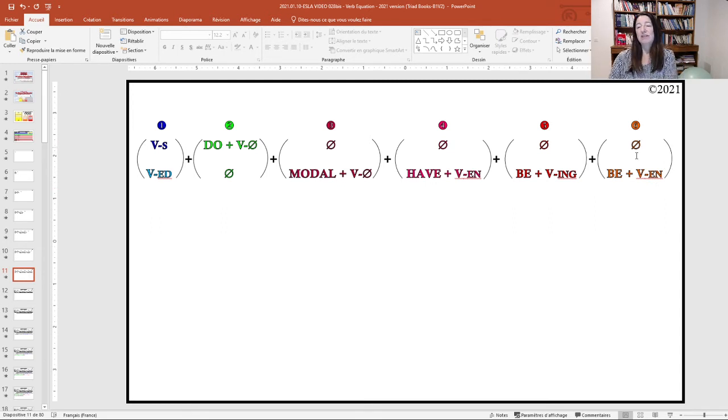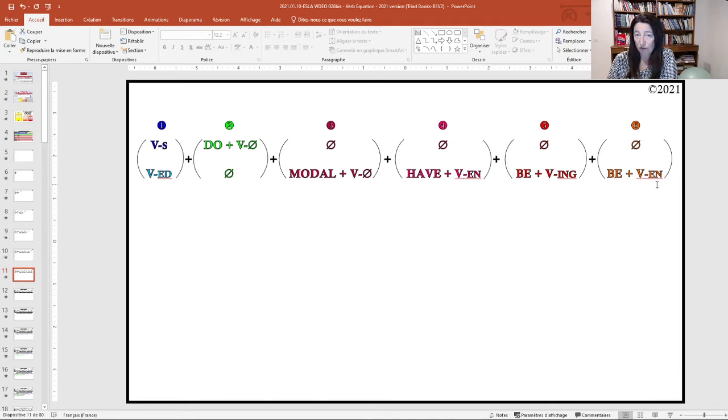And as you can see, and as you probably know, whenever you conjugate be and add the past participle of a verb, so VEN is the past participle, you create the passive voice. So be plus VEN is the symbol of the passive voice, or the formula of the passive voice, and we can choose to use it or not to use it.